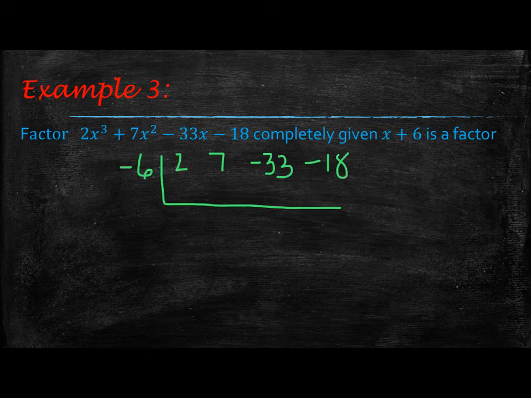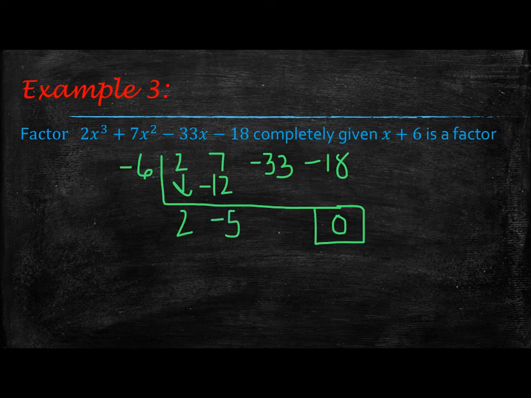Now we already know that the remainder should be 0, so let's check. Bring it down, that's 2. That'll give you negative 12, which will be negative 5. That'll be 30, which will be negative 3, which would be positive 18, and that does in fact give us a remainder of 0.